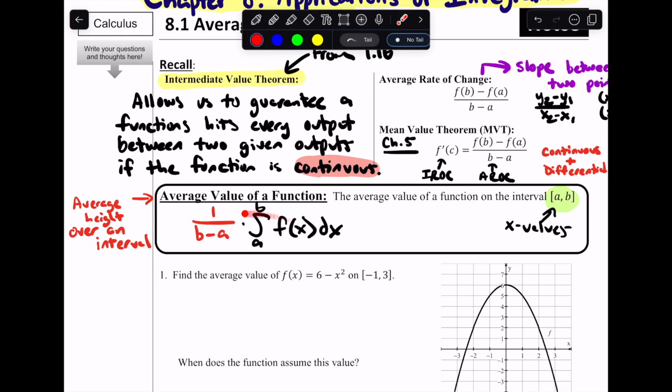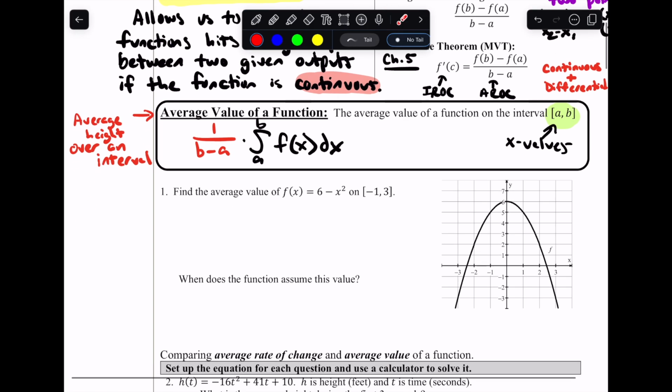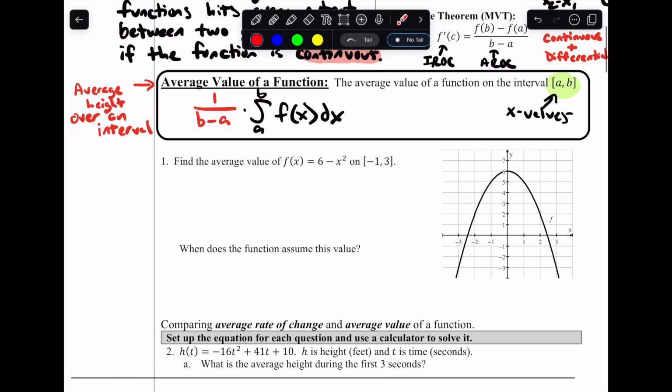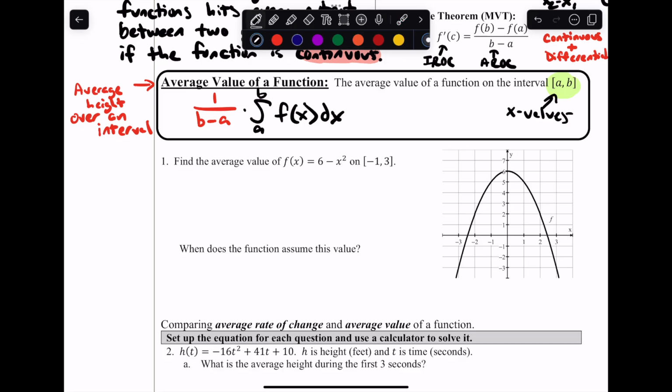And so this is going to together find us the average height over that interval. Let's see a couple of examples here as we jump down to problem number 1. We're going to be using specifically our technology for today to find these integrals. Remember, back in chapter 6 and chapter 7, we learned how to find integrals by hand using antiderivatives. Today we're going to take advantage of our technology in order to solve many of these integrals.